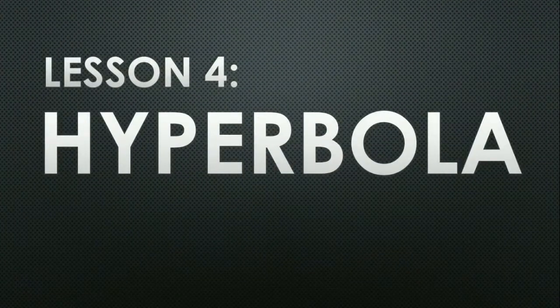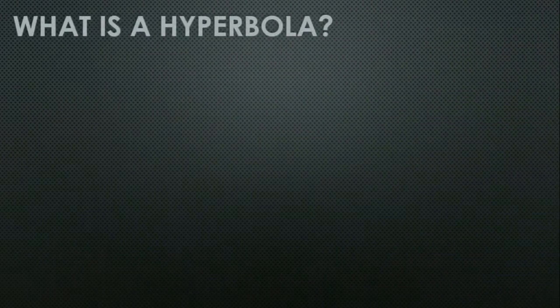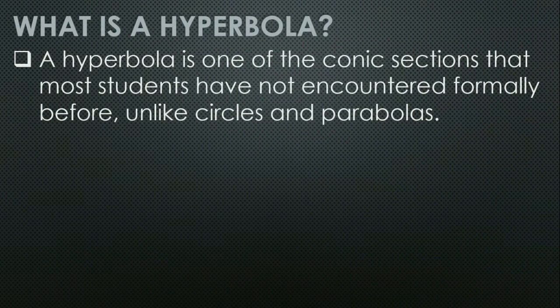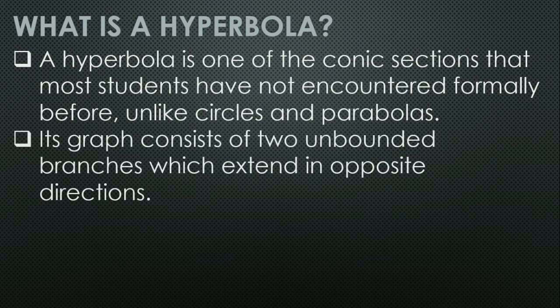Our fourth lesson is all about hyperbola. Ano nga bang ibig sabihin ng isang hyperbola? Hyperbola is one of the conic sections that most students have not encountered formally before, unlike circles and parabolas. So normally ang nai-encounter natin, especially in junior high school mathematics, yung circles and parabolas lang. A little bit of ellipse, pero hyperbola, parang hindi siya nabanggit or hindi na-introduce sa inyo nung junior high school mathematics ninyo. Its graph consists of two unbounded branches which extend in opposite directions.